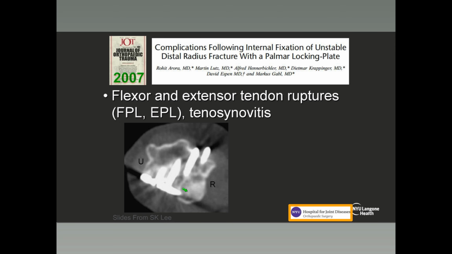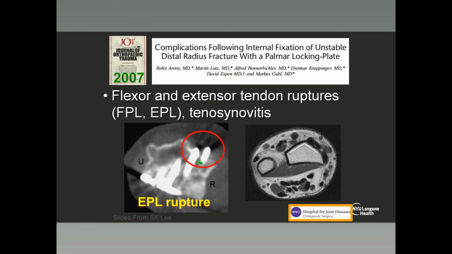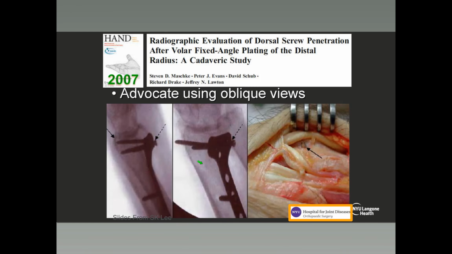When you're drilling, first of all, try and drill up to the dorsal cortex. The screws only need to be about 75% across the distal radius. They certainly don't need to be getting bicortical fixation in this scenario. Some people will use pegs. I don't use pegs. I like to use screws, but I leave my screws approximately 4 millimeters short of the dorsal cortex. And that's how you'll get an EPL rupture. And again, remember the triangle or roof-shaped component to the distal radius, because your screws will not all be the same length necessarily.